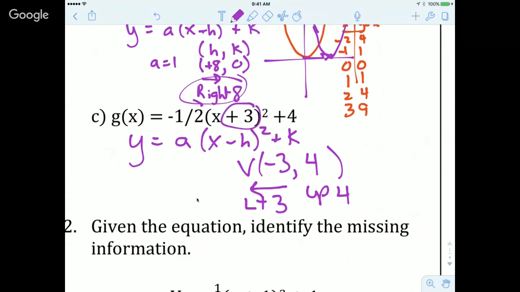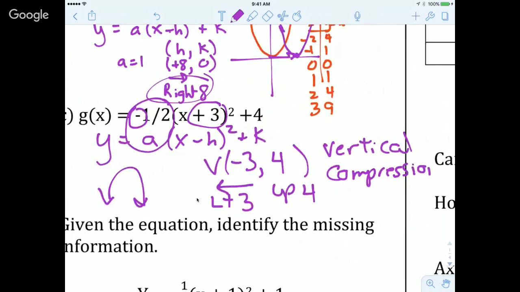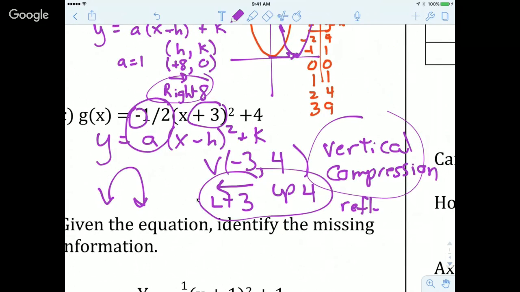The steepness is your A value. Because it's a negative, it means it's going to be reflected across the vertex. And 1/2 means instead of it being the normal size, it's going to be half the size. It's going to be squished. It's that vertical compression. So it's half as steep. Okay, so vertical compression, left 3, up 4, and because of the negative, it actually was reflected across the vertex.